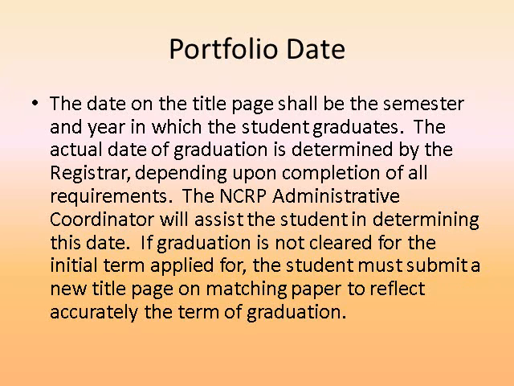Portfolio date. The date on the title page shall be the semester and year in which the student graduates. The actual date of graduation is determined by the registrar, depending upon completion of all requirements. The NCRP Administrative Coordinator will assist the student in determining this date. If the graduation is not cleared for the initial term applied for, the student must give a new title page on matching paper to reflect accurately the term of graduation.